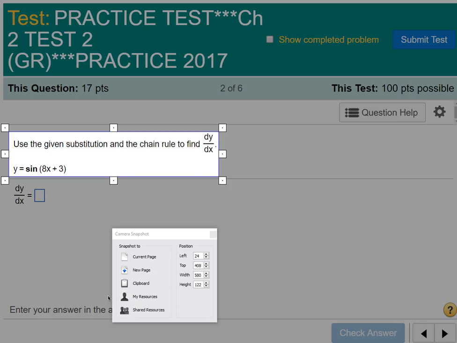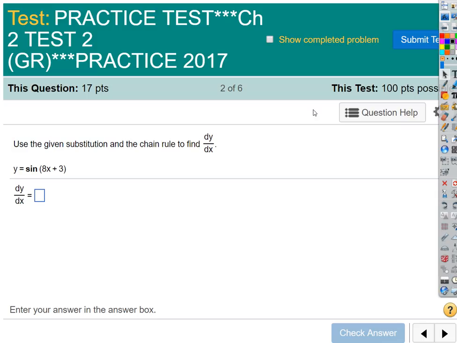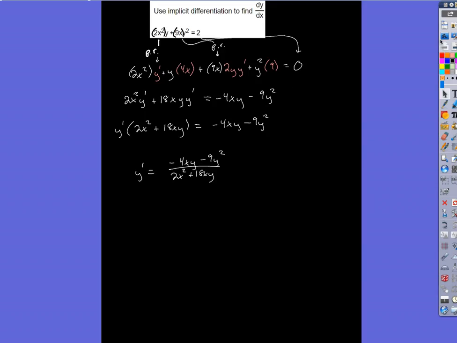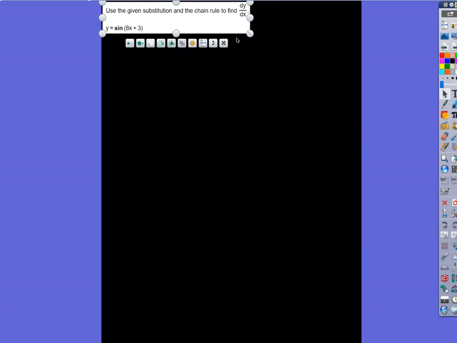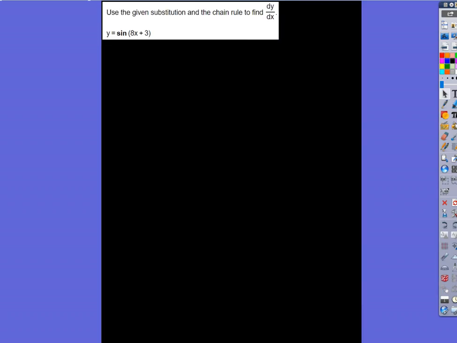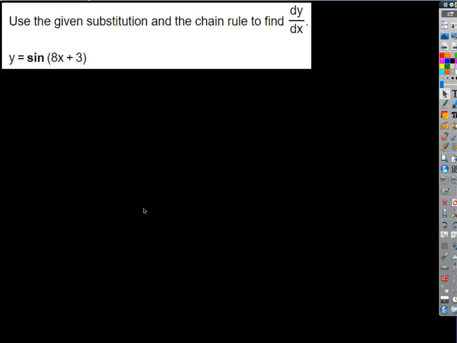Okay, so I know the question says use the given substitution, but I changed these questions so they don't give you the substitution. But it's pretty obvious. Just take a look at this one real quick and think what you're going to do here. If we're going to differentiate using the chain rule, what are the layers going to be? How many layers do we have? 2 is correct. Good.